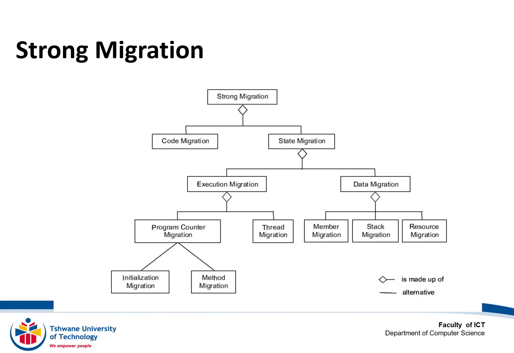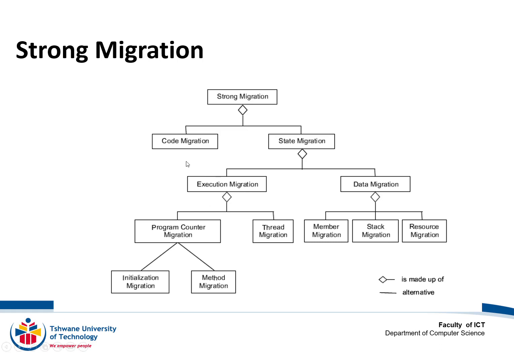For example, strong migration is made up of code and state migration, whereas state migration itself will then be made up of the execution environment as well as the data environment. When you look at the data environment, you could have member migration, stack migration, as well as resource migration. Whereas the execution migration is made up of the program counter migration as well as the thread migration.